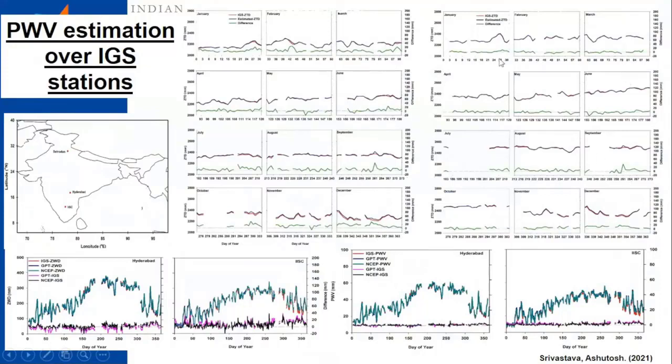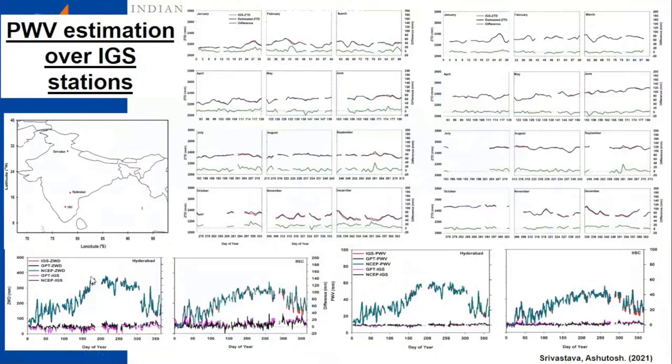You can see for both the stations, Hyderabad and Bangalore IISc, for 2019, these data are derived. These data are estimated, and you can see very little difference at both the places. This ZTD is further used to derive the ZWD. So ZWD is basically ZTD minus ZHD.